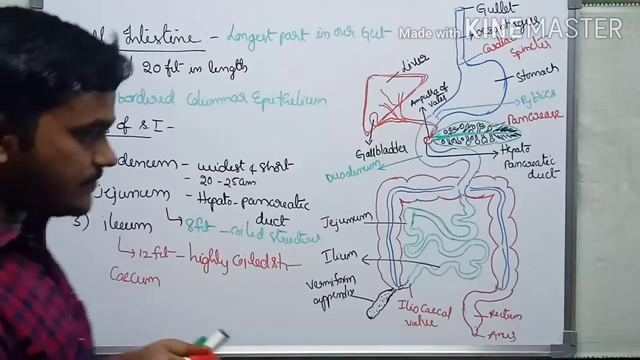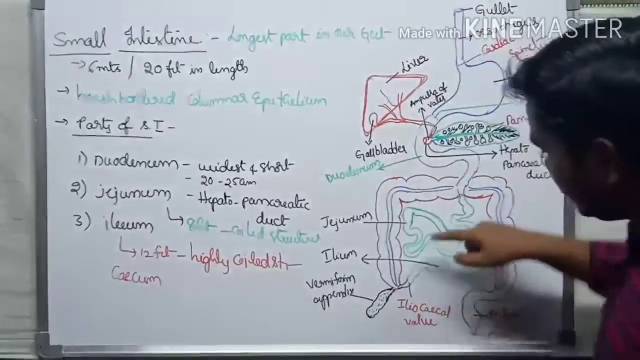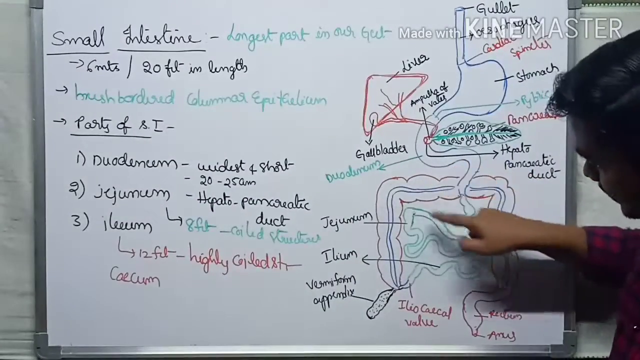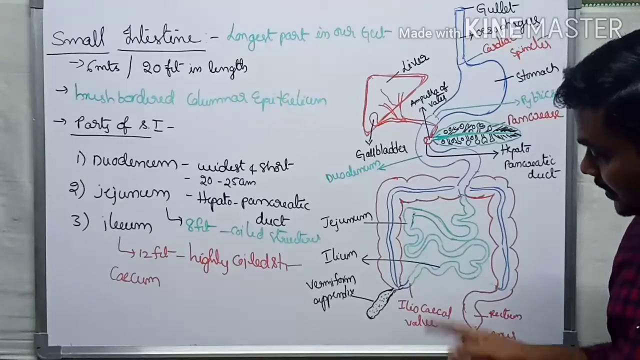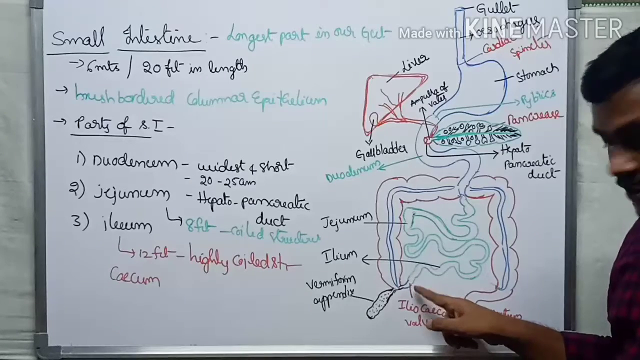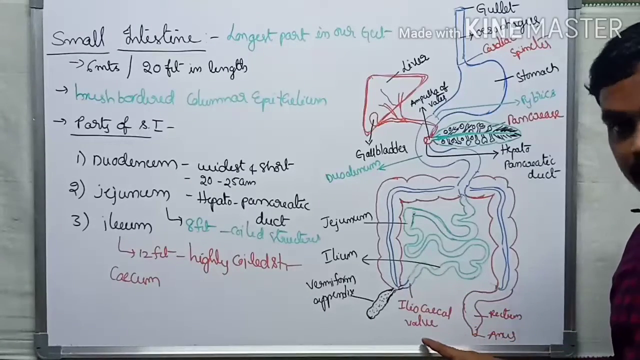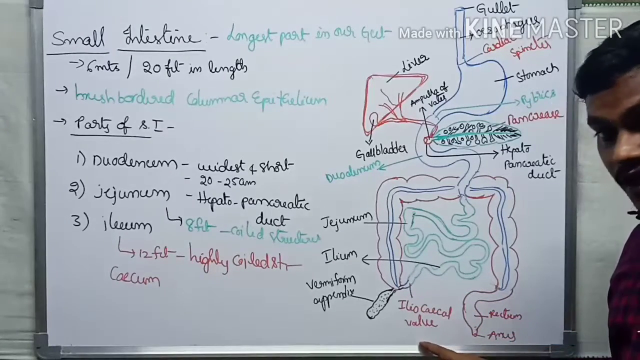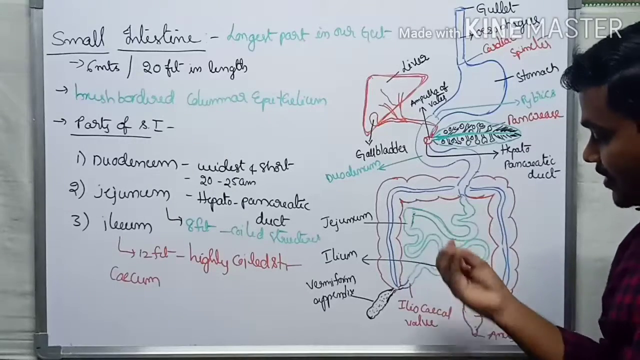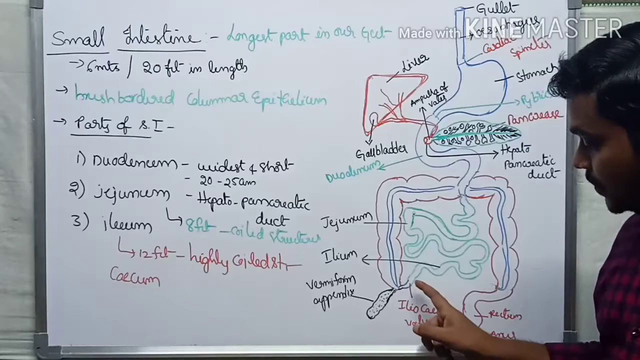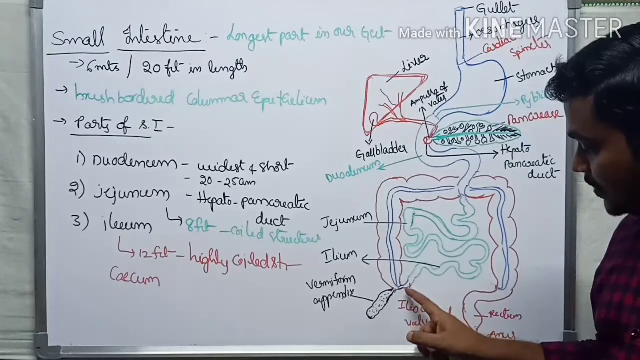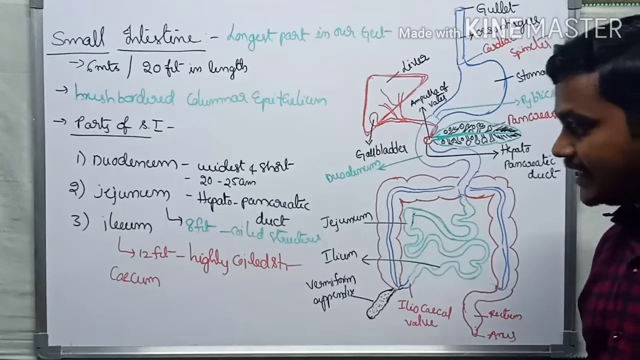So what is the location of the cecum? We'll see. Here this part is the jejunum. Then the jejunum opens into the ileum region. The ileum opens into the cecum. There is a valve between the ileum and cecum, that is the ileocecal valve. The ileocecal valve controls the movement of food in this region.